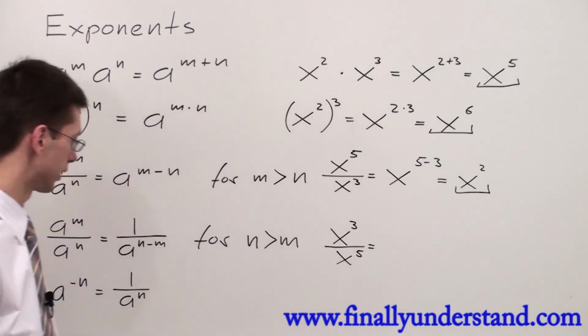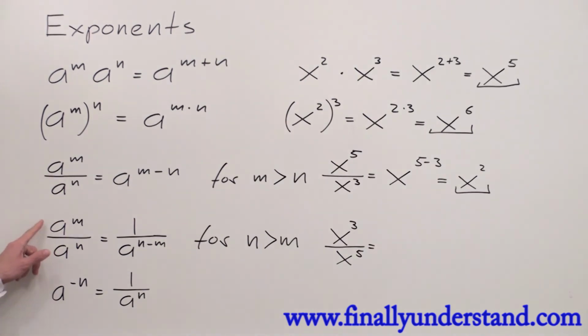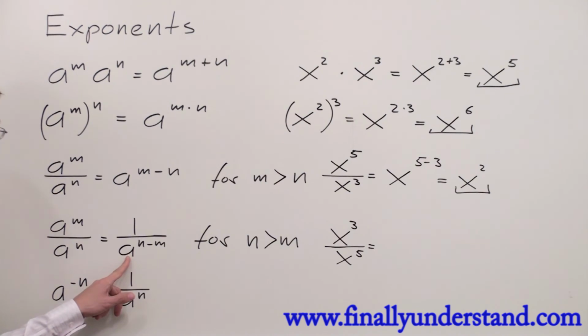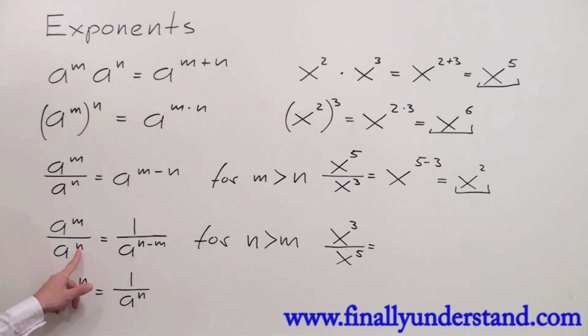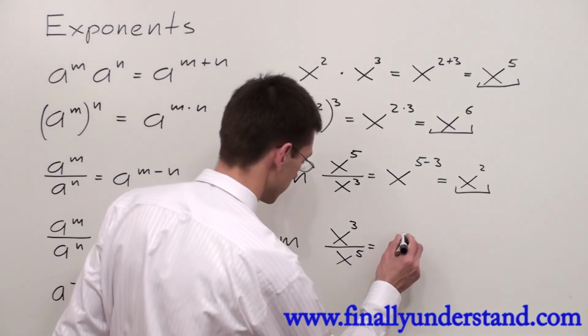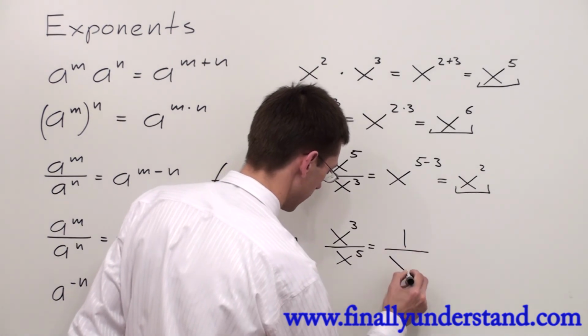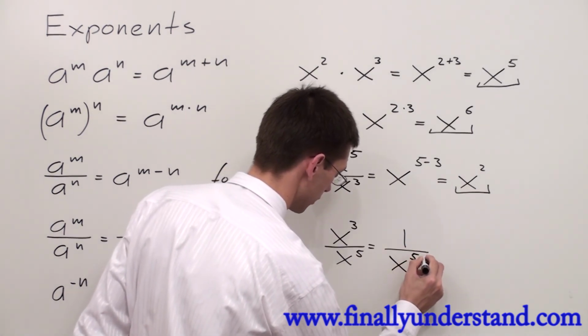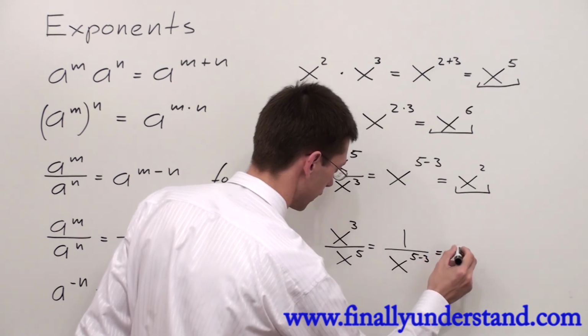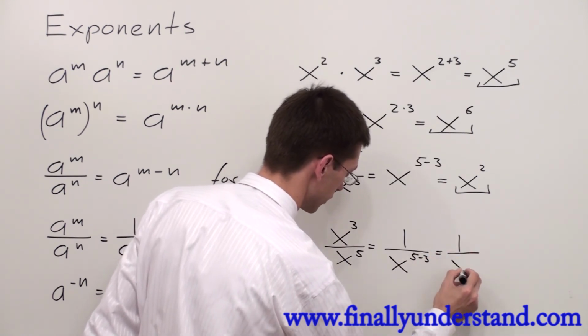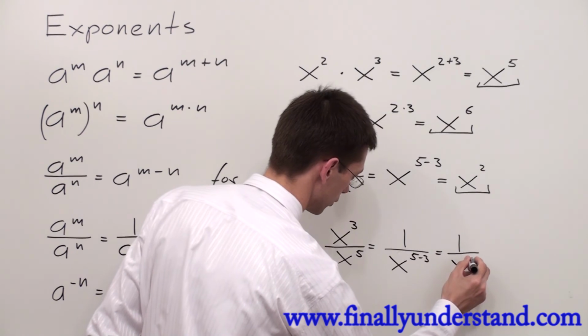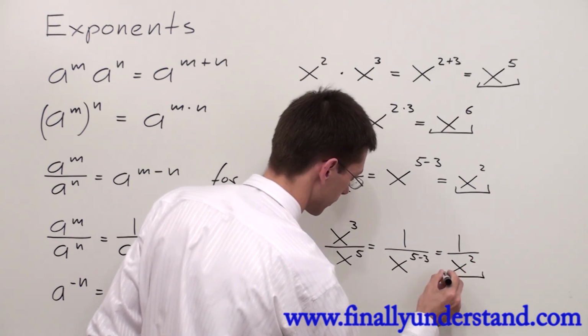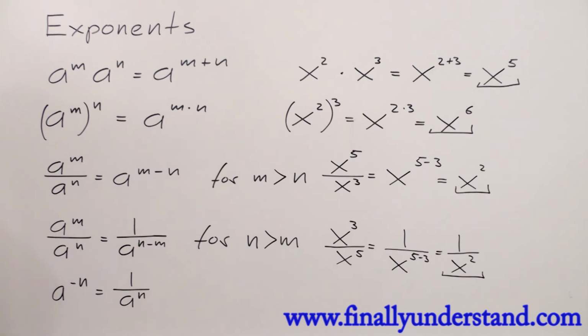Right? According to the rule, if the base is the same, I keep the base, but this base has to be placed in the denominator and I'm supposed to subtract exponents, but starting from the bottom one. In other words, my answer is 1 over x to the 5 minus 3. And my answer is going to be 1 over x to the second power. Very simple.